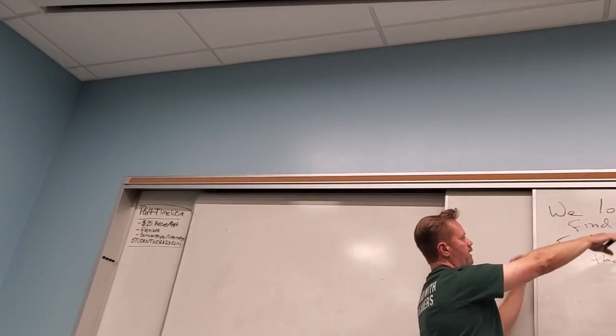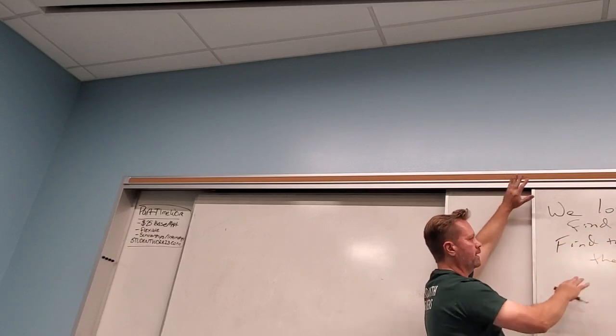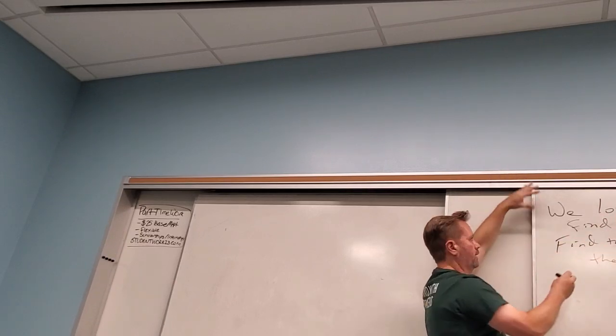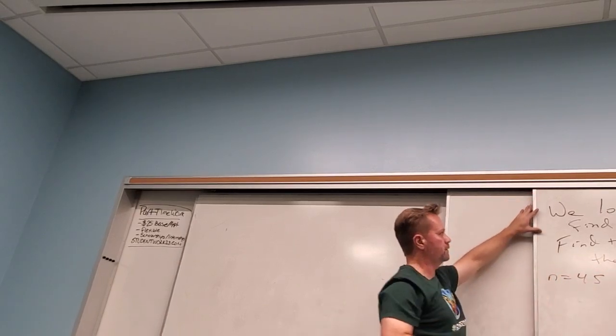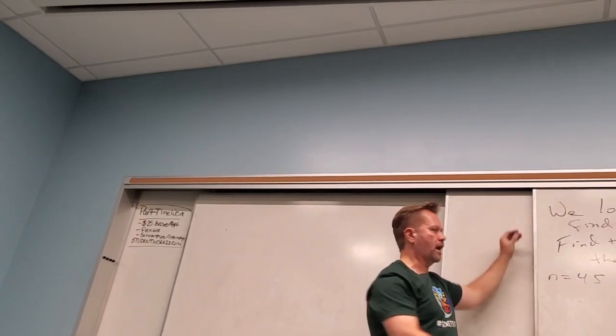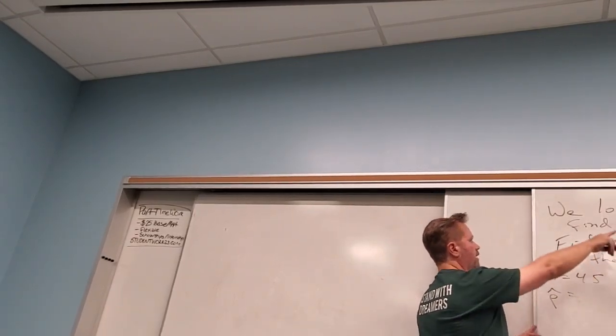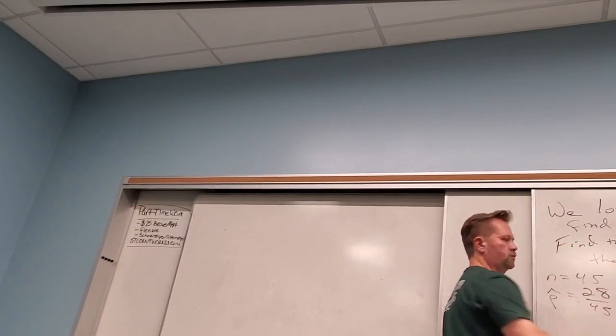So what can you gather from what I've told you? What's the first thing you notice? N. What's N? 45. Somebody else tell me something else. P hat, how would you get that? 28 divided by 45. All right, do that real quick.